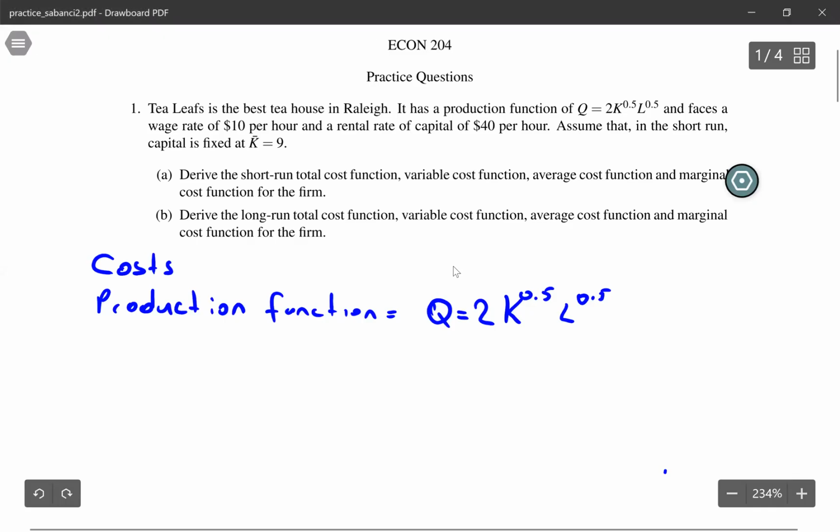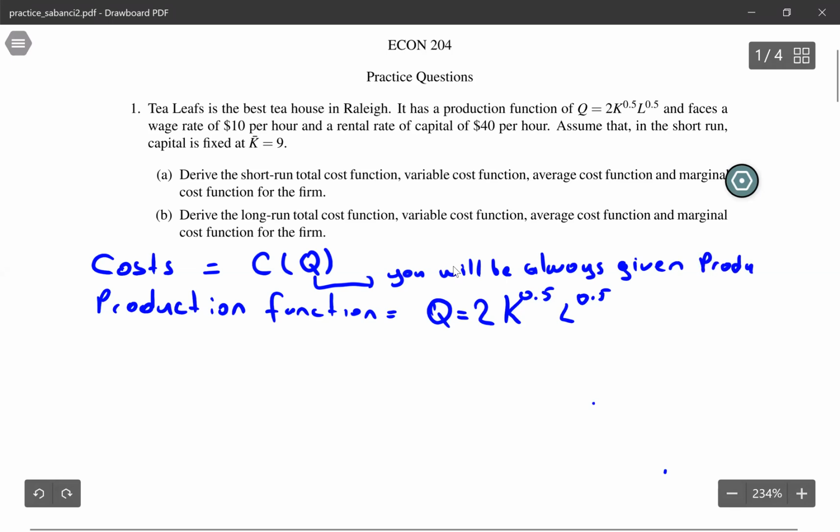Okay, so the first question is related to the costs. Whenever we have a question related to cost, we would like to have the cost function as a function of quantity. Which means that you will always be given the production function, and this production function is given as a Cobb-Douglas production function.